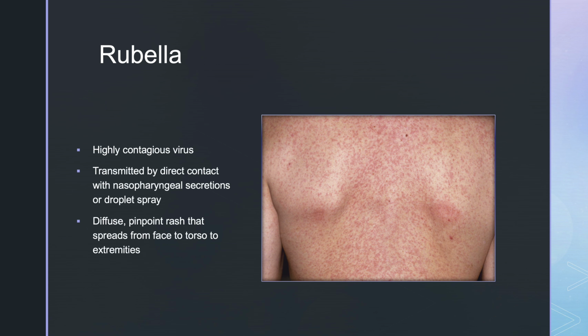And then we've got rubella, so another very contagious virus, transmitted through secretions, droplet sprays. And the telltale sign here is a diffuse, very pinpoint rash that usually starts on the forehead, on the face, and then extends down to the torso and finally to the extremities.